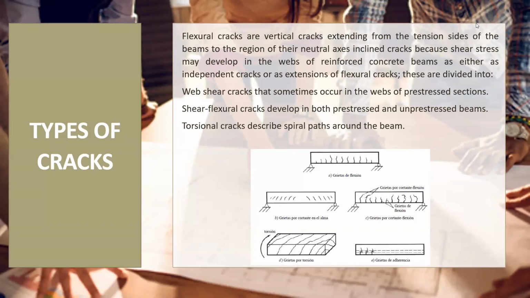Types of cracks. Flexural cracks are vertical cracks extending from the tension side of the beam to the region of the neutral axis. Inclined cracks, because of shear stress, may develop in the webs of reinforced concrete beams either as independent cracks or as extensions of flexural cracks. These are divided into web shear cracks, that sometimes occur in the webs of prestressed sections, and shear flexural cracks, which develop in both prestressed and unprestressed beams. Torsional cracks describe spiral paths around the beam.